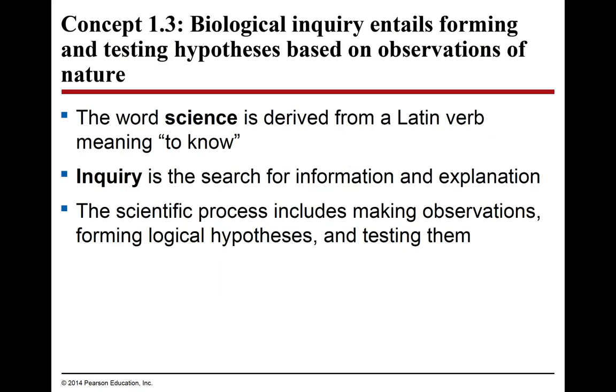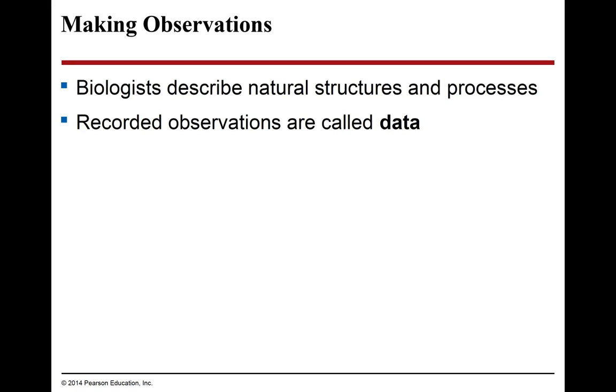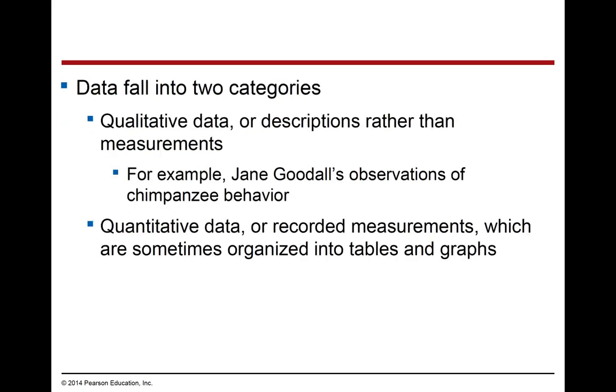Okay, next concept. Biological inquiry entails forming and testing hypotheses based on observations of nature. So the word science is derived from the Latin verb meaning to know. That's great because scientists want to know what's going on, right? Inquiry is a search for information and explanations. So the scientific process includes making observations, so things that you can see, right? Forming logical hypotheses, educated guesses, and then testing them through experimentation. So making observations. Biologists describe natural structures and processes. Again, we're studying life. And our recorded observations are called data, right? So these are things that are observable, things that you can see.